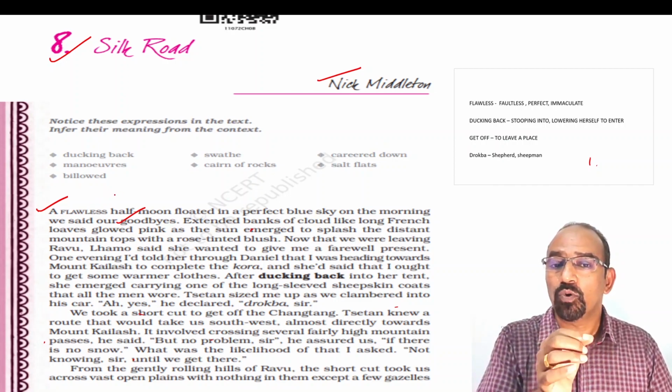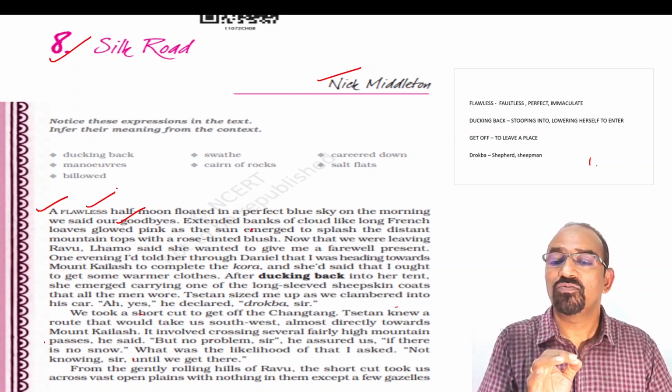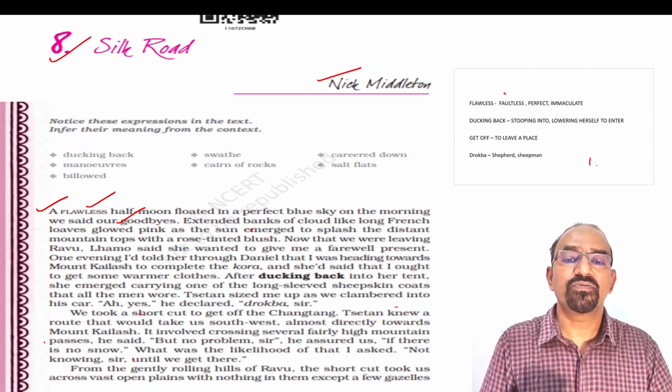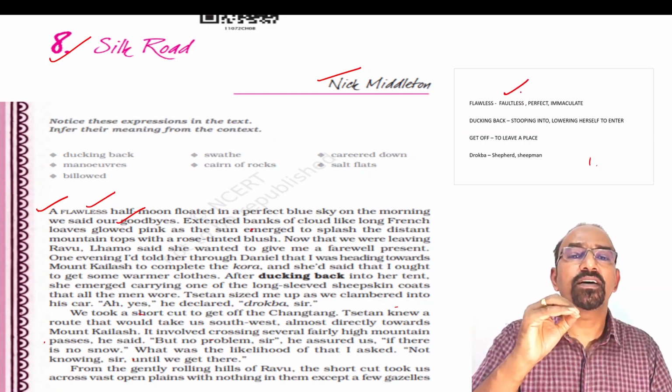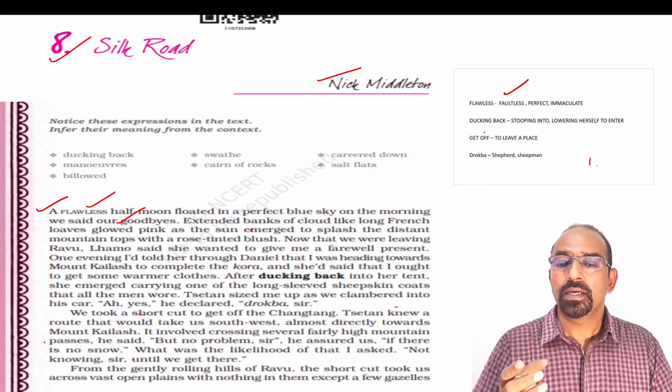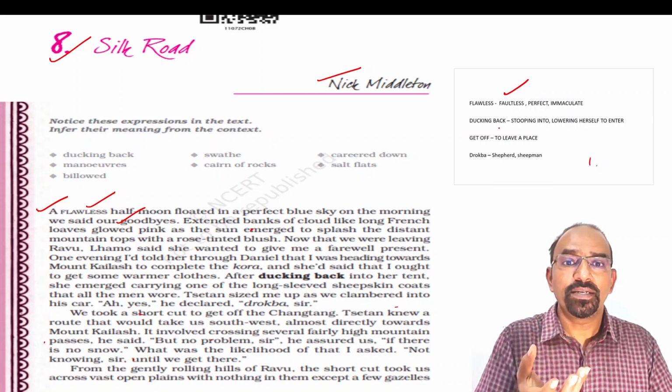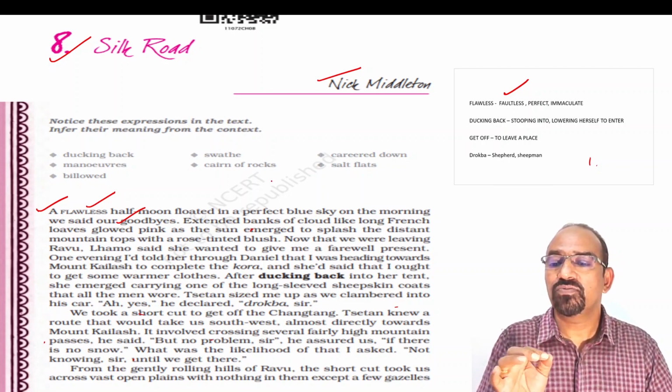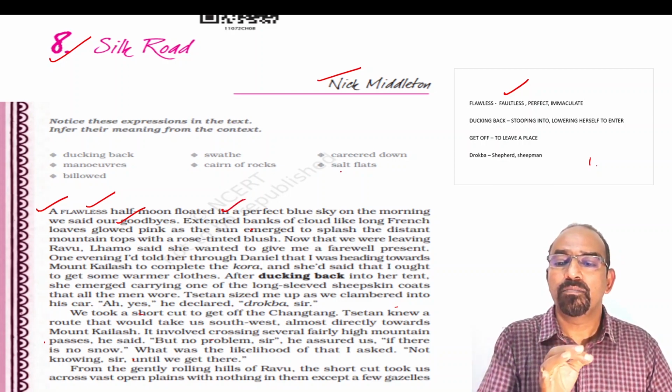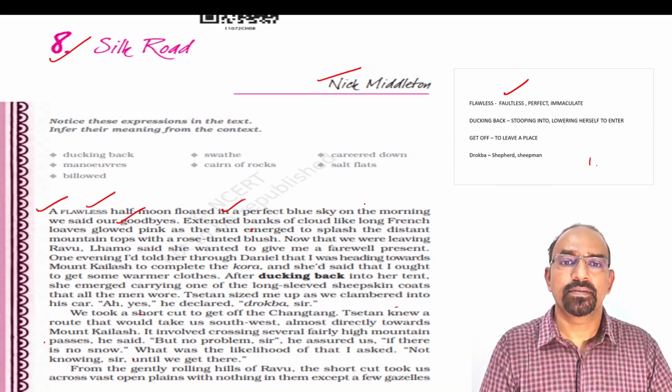They described the morning as a flawless half moon. Flawless here means faultless, a perfect half moon, or an immaculate half moon that floated in the perfect blue sky on the morning.